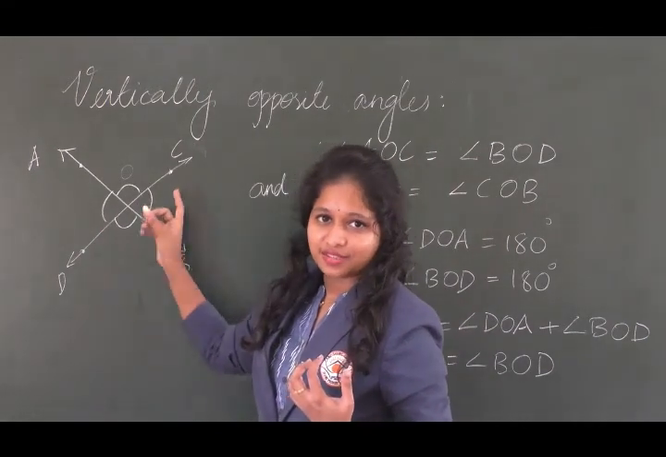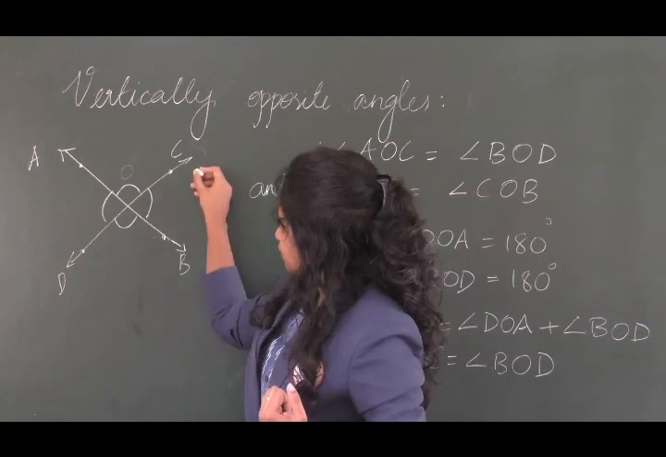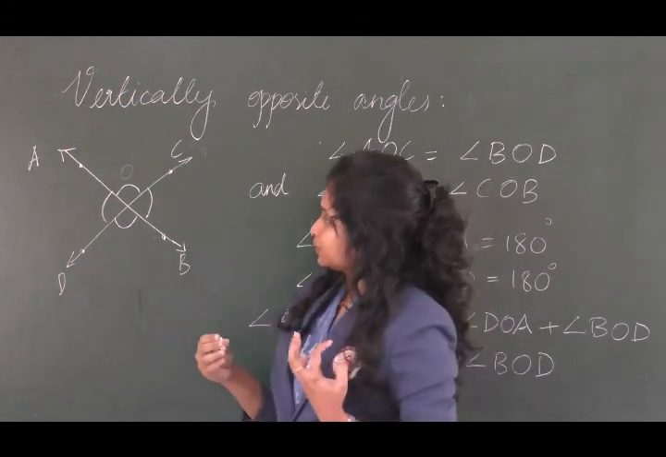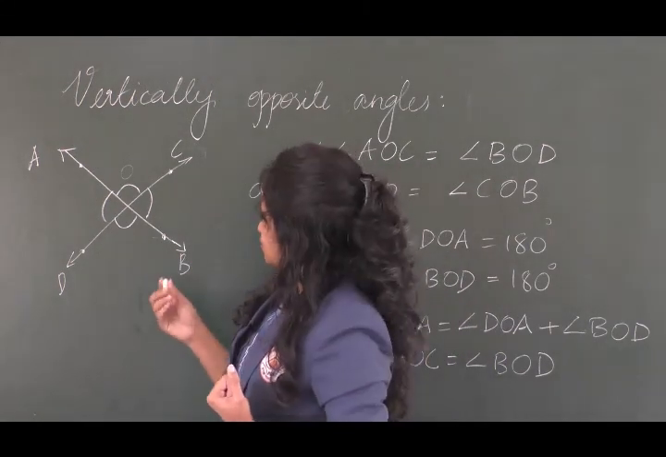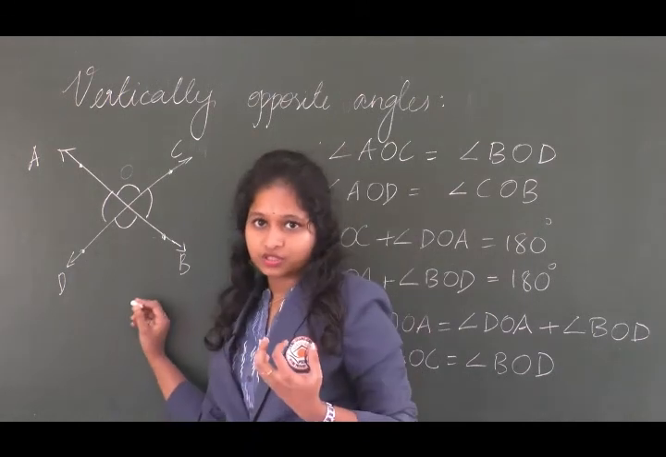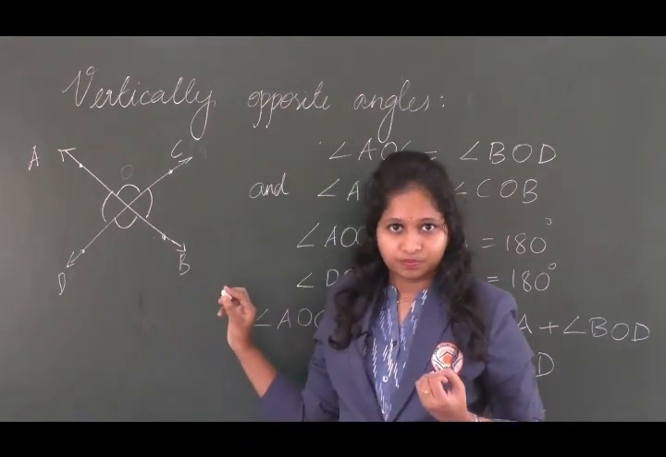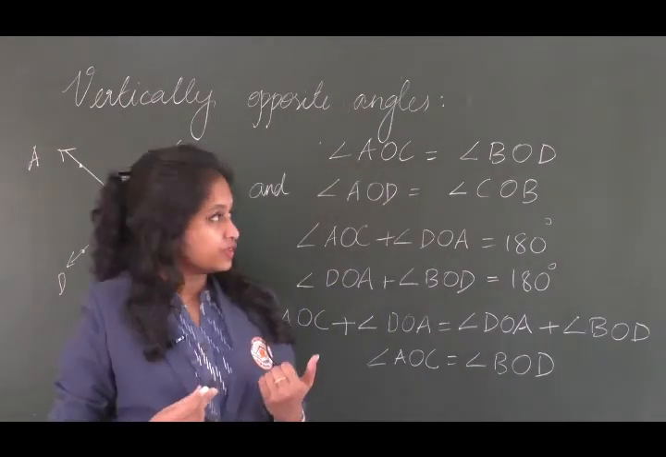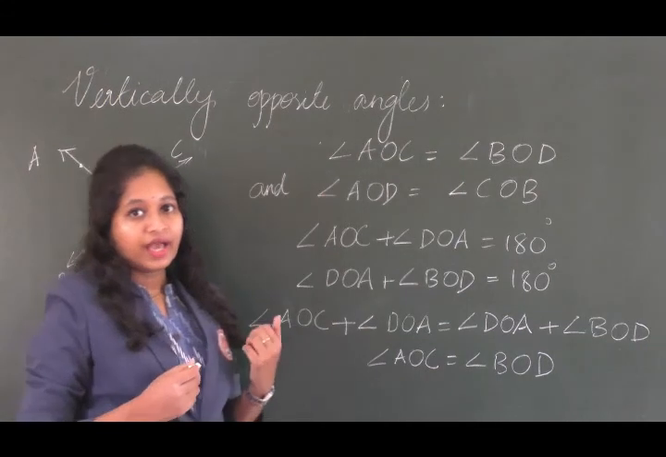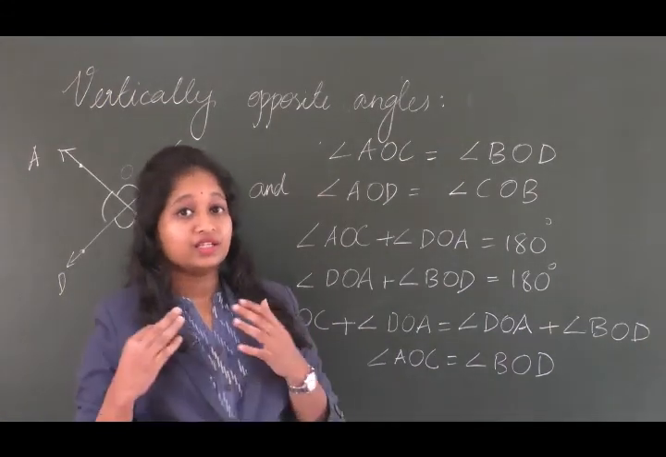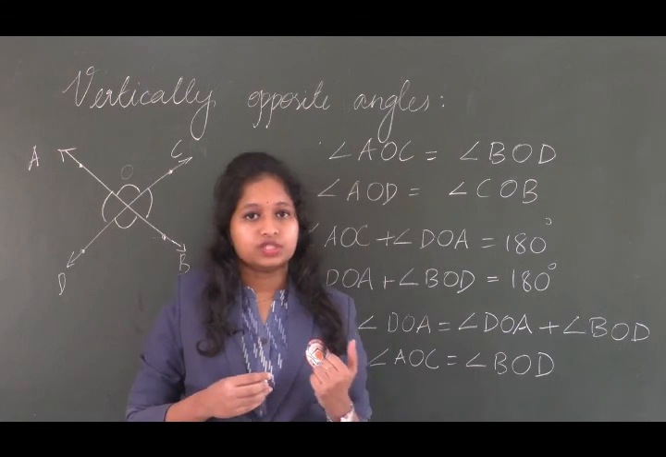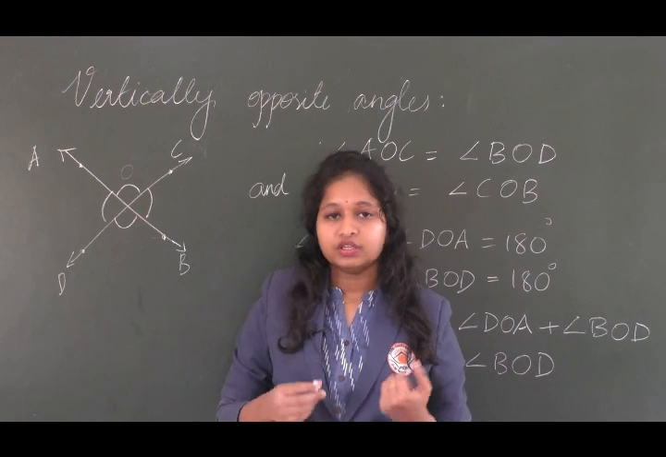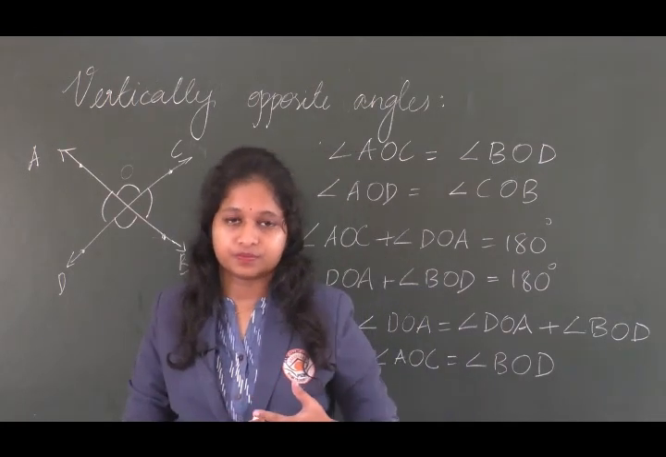two lines intersected, isn't it? AB and CD intersects. So the pair of angles which are formed without a common arm is called as vertically opposite angles. So here angle AOC and angle BOD are vertically opposite, and angle AOD and angle COB are vertically opposite.